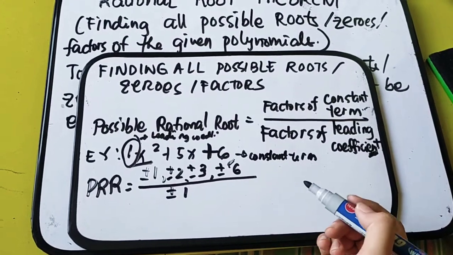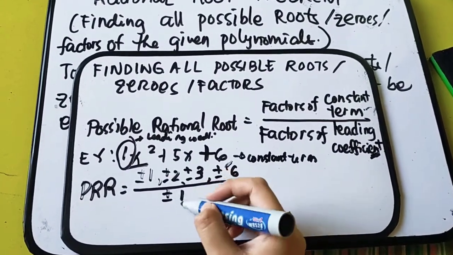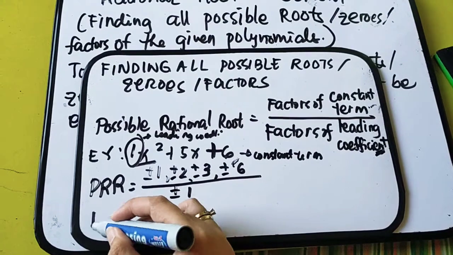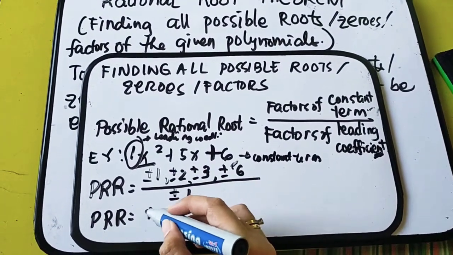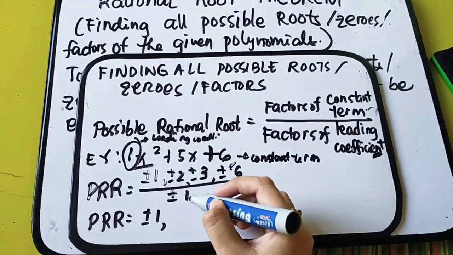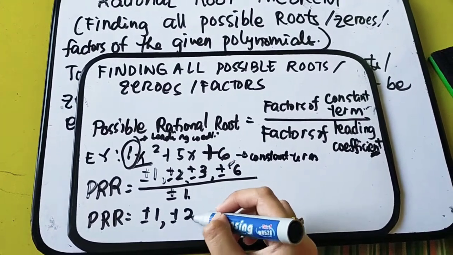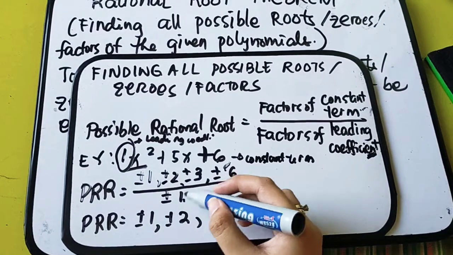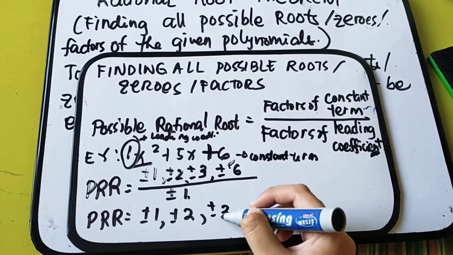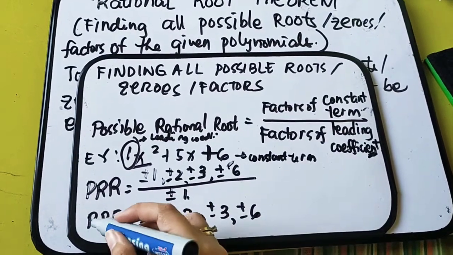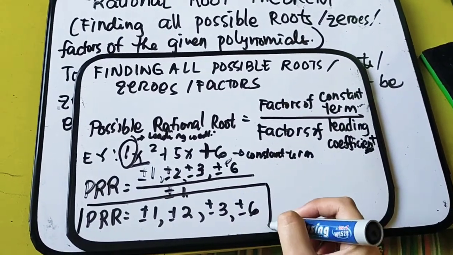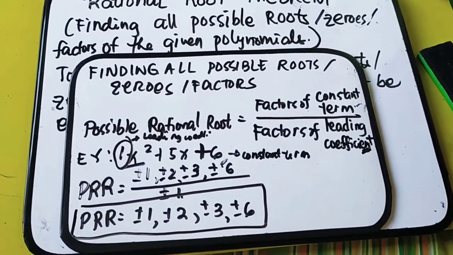Is it clear? And afterwards, you are going to divide them one by one. So, our possible rational zeros: 1 divided by 1, we have 1. 2 divided by 1, we have 2. Then, 3 divided by 1, we have positive and negative 3. And then, 6 divided by 1, we have positive and negative 6. So, these are the possible rational zeros.